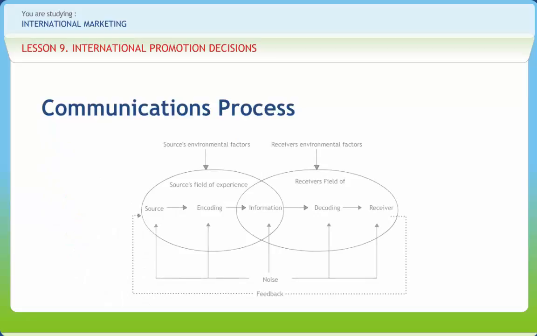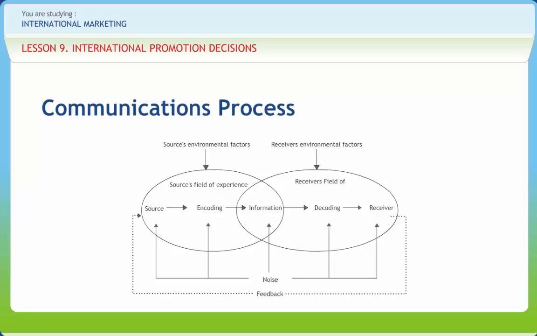The purpose of promotion is to communicate with buyers and also to influence them. Effective promotion requires an understanding of the process of persuasion and how this process is affected by environmental factors. Communication is basically a five-stage process consisting of source, encoding, information, decoding, and destination. Encoding is a step that transforms the idea or information into a form that can be transmitted.